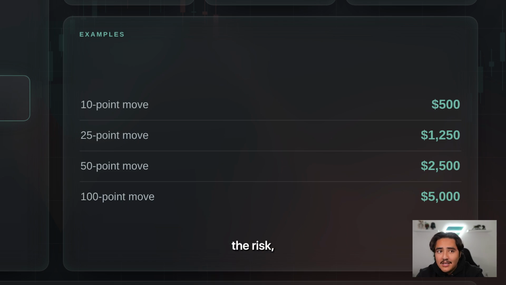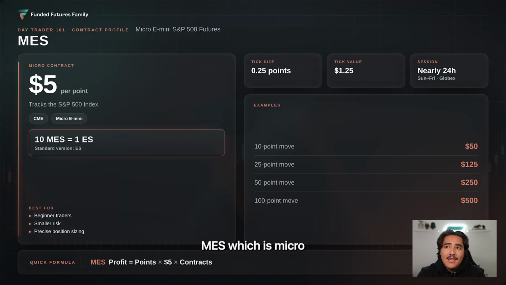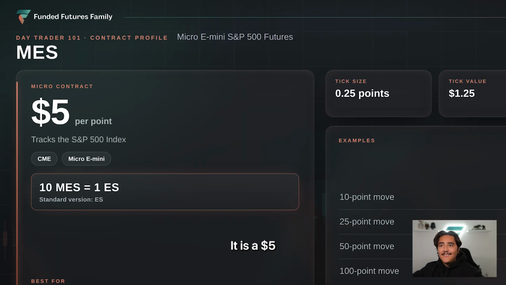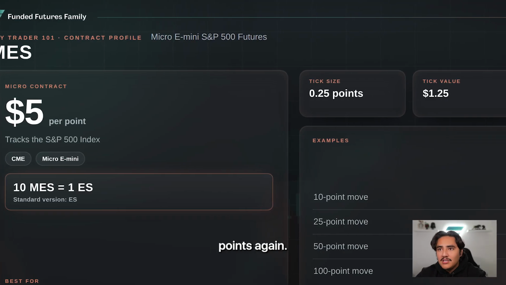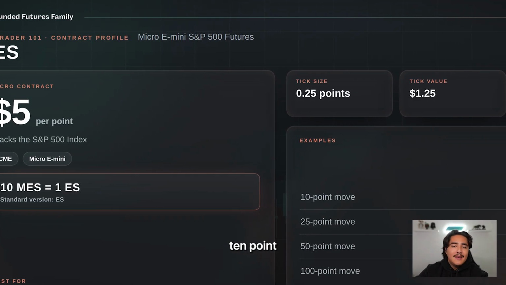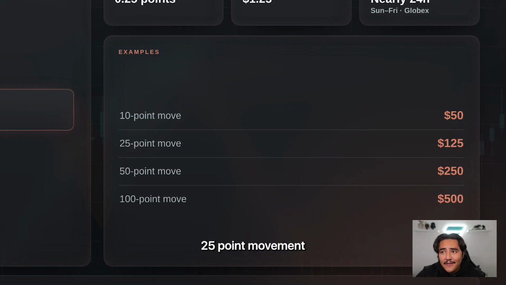Again, the bigger the risk, the bigger the reward. And then we have MES, which is Micro E-minis S&P 500 futures. It is a $5 per point value. Tick size is 0.25 points again. And there's examples. 10-point movement is $50. 25-point movement is $125. 50-point movement is $250, and of course, a 100-point movement is $500.